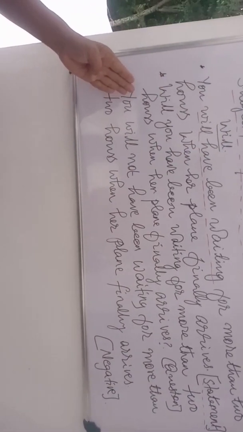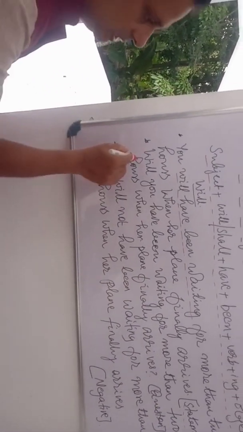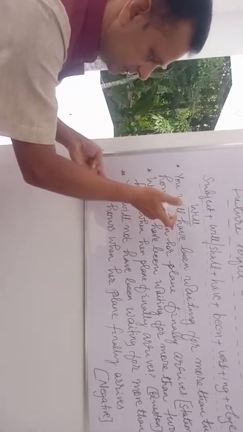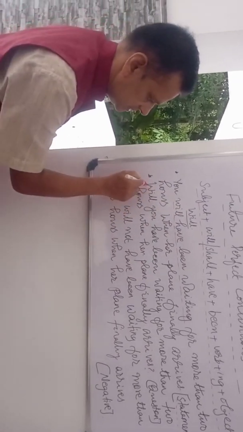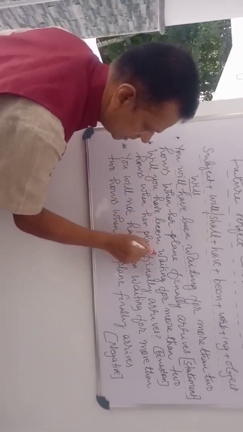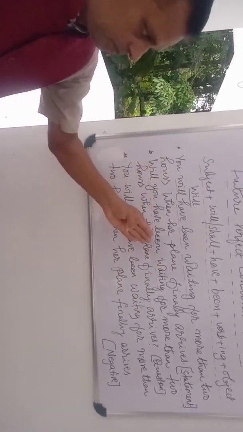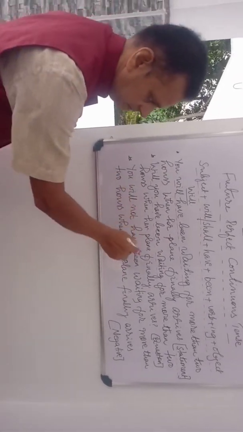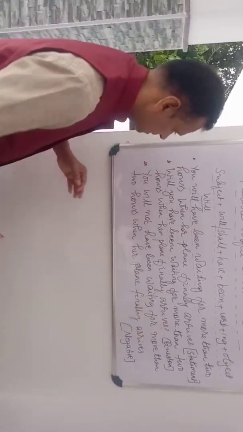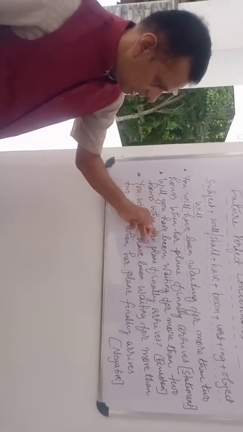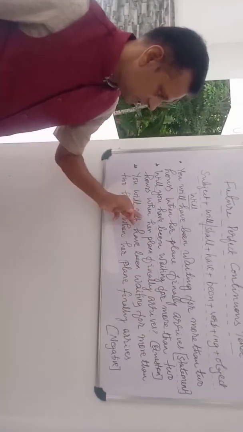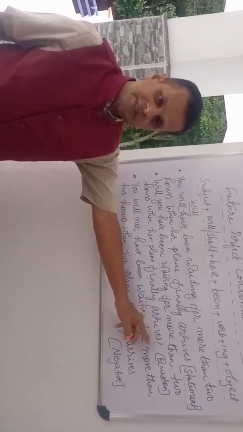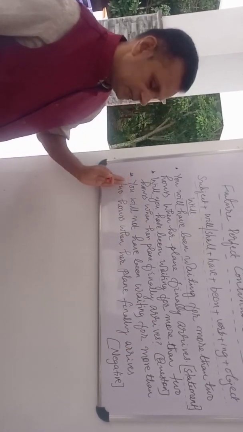Look at the next sentence: will you have been? The auxiliary verb comes first. That is, will you have been waiting for more than 2 hours when her plane finally arrives? That's a question.